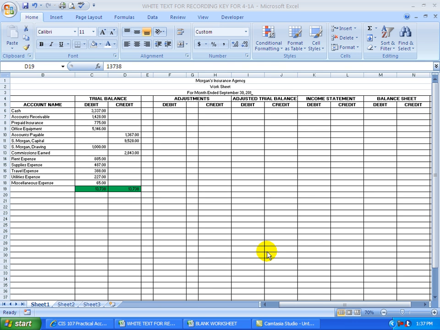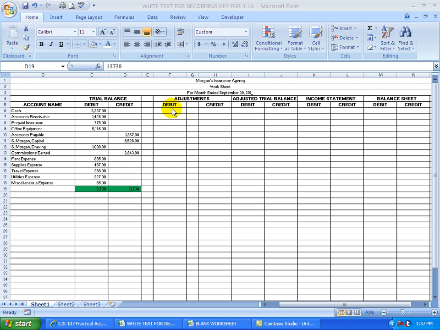I'm working on page 166 in the accounting book. It's problem 41A. And the trial balance is now part of the worksheet. And so the whole worksheet is on the screen right now. I've got the account names. Here's the trial balance, the debit and credit. And remember, the debit total has to equal the credit total.